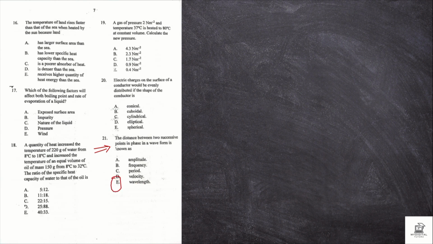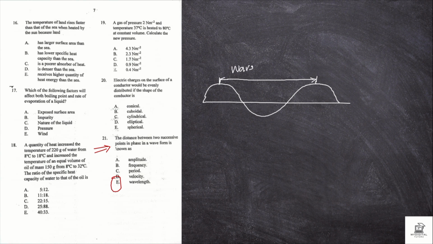Remember that in a waveform, something like this, are we together? So we call this the crest. So the distance between two successive crests or troughs is known as a wavelength. So this is a wavelength, lambda. So it can also be the distance between this and this. So from here to here is one wavelength. Please take note. So the distance between two successive crests or troughs is known as a wavelength. Are we together? So that is the correct answer, which is option E.